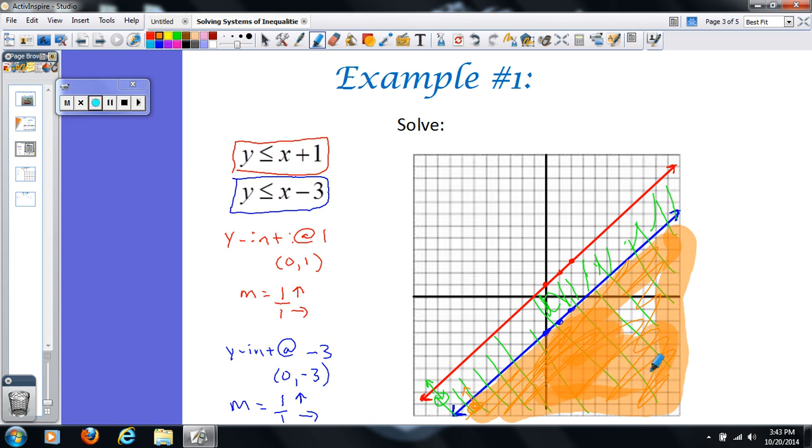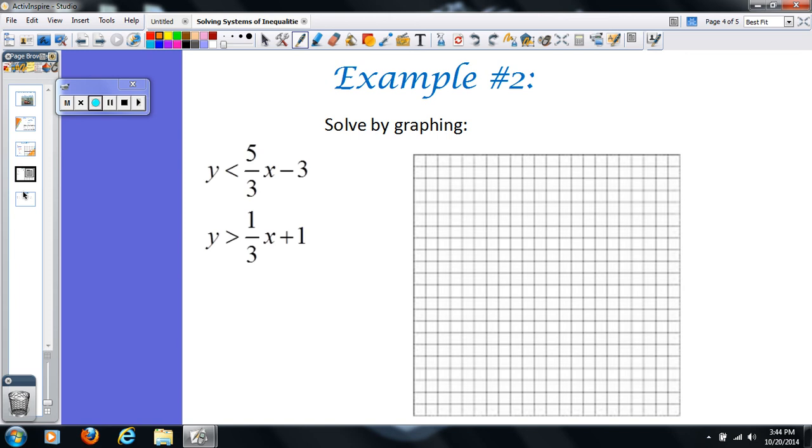Okay, so this would be my answer. Now there's a couple different ways we can do this. What I recommend is the area that's your answer, so this area down here, I recommend shading this in very dark and the rest of it just shading in partially, and that way it's very easy to tell where your answer is. Okay, so let's go ahead and look at one more example here.